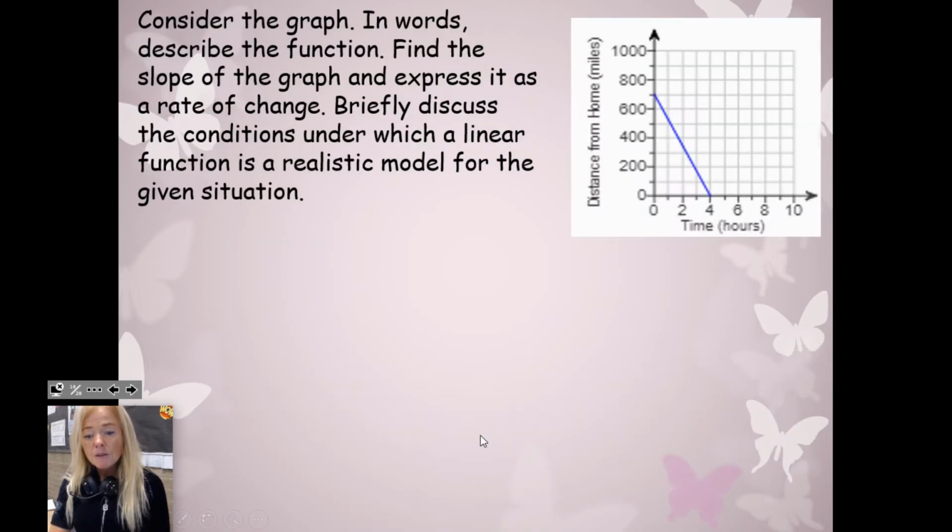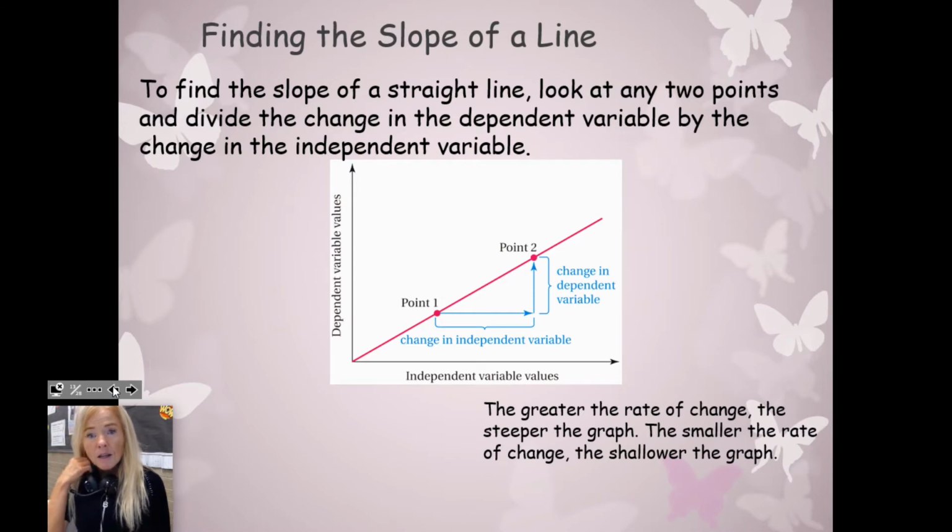All right, finding the slope of a line. To find the slope of a straight line, here's a picture again, you could look at any 2 points and then divide the change in the dependent variable by the change in the independent variable. The greater the rate of change, the steeper the graph. You can see that right there. All right? The smaller the rate of change, the shallower the graph.